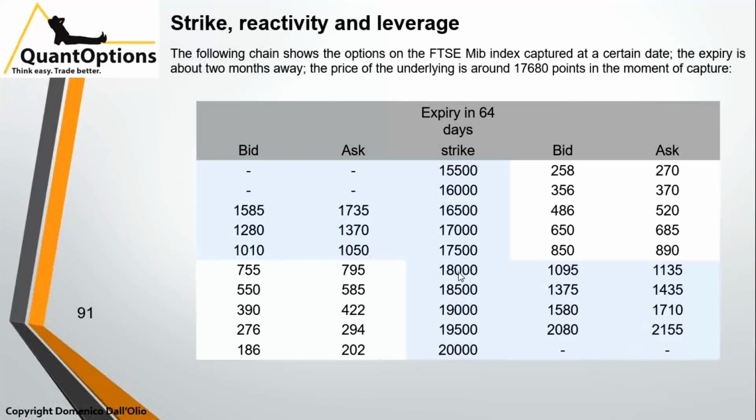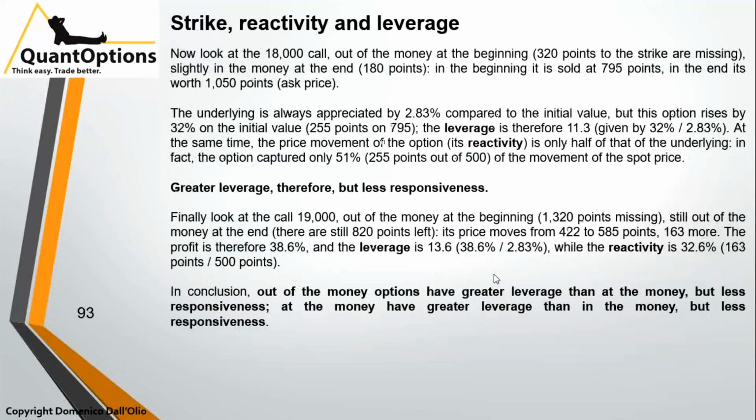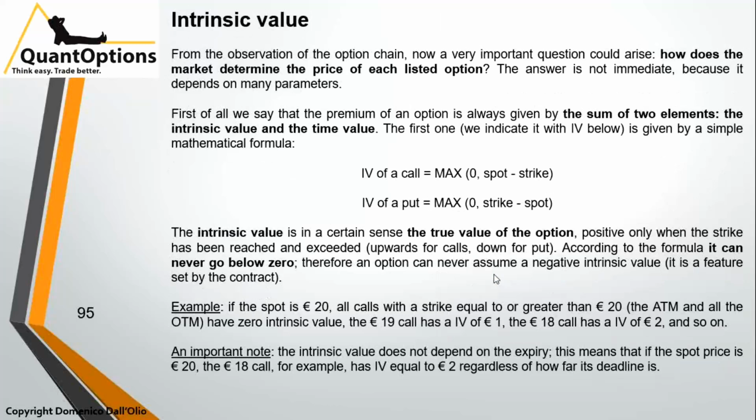What about the call 18,000? The call 18,000 has to be valued at least the maximum between 0 and 17,680 minus 18,000. 17,680 minus 18,000 makes minus 320. But the premium of an option cannot be negative, so it's set arbitrarily to 0. That's why the maximum between 0 and spot minus strike. So, the intrinsic value of a call is the maximum between 0 and spot minus strike.